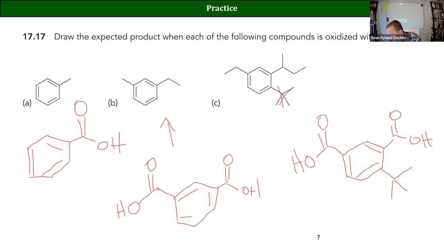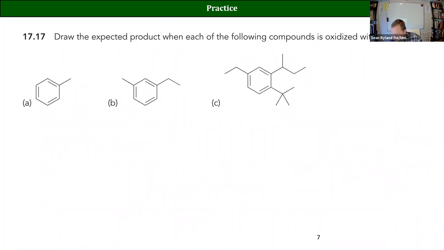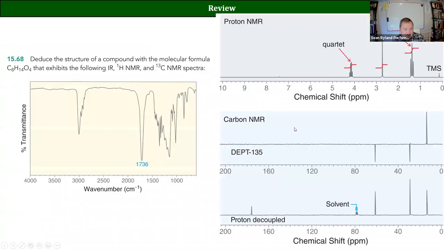The next reaction that we're going to look at, and actually, we have 7 minutes left before I want to take a break. So let's go back to that NMR one. Let's finish that up before we add a new reaction in.